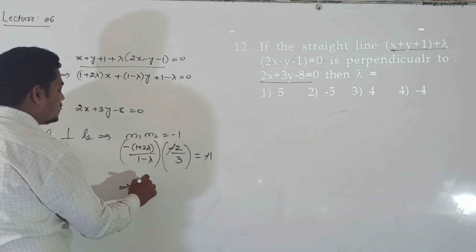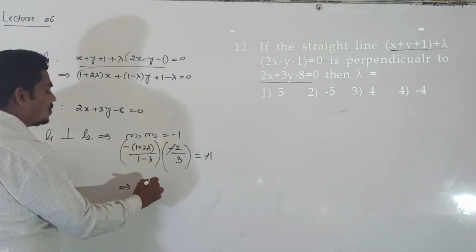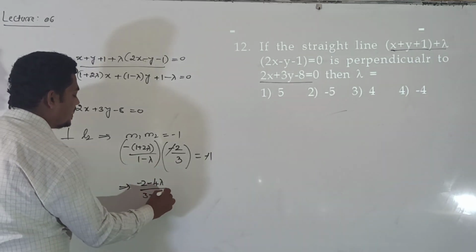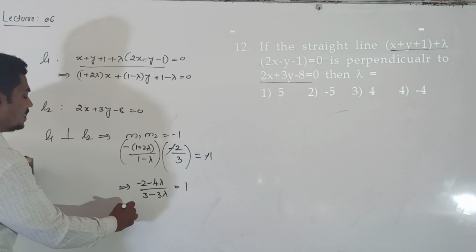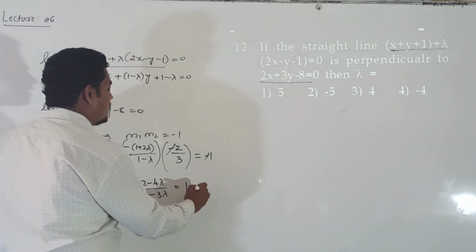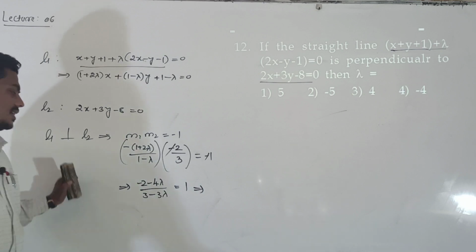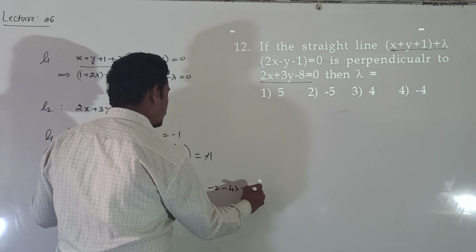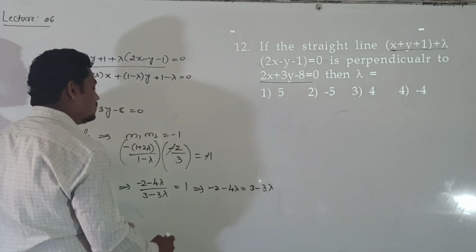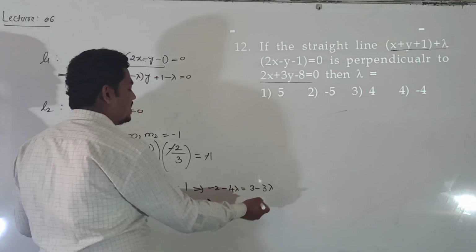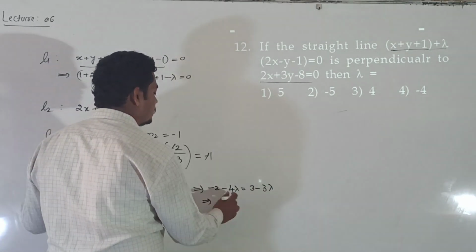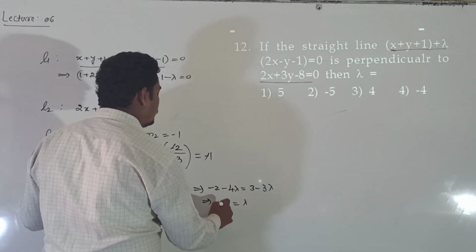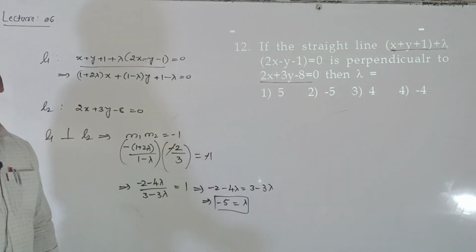Then usual multiplication: minus 2 minus 4 lambda divided by 3 minus 3 lambda is equal to 1. Now usual simplification, right? Cross multiplication: minus 2 minus 4 lambda is equal to 3 minus 3 lambda. Implies, just rearrangement, take this into LHS, then it will be minus 5. Minus 5 is equal to lambda, means lambda value is minus 5.